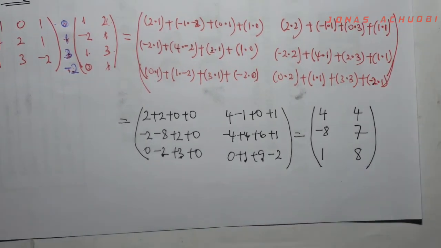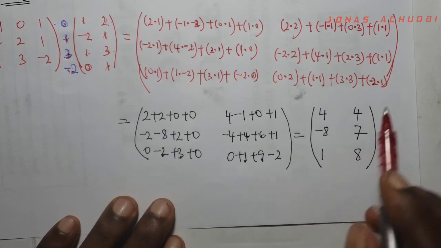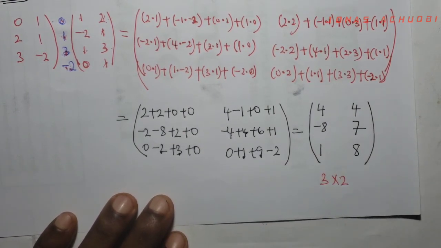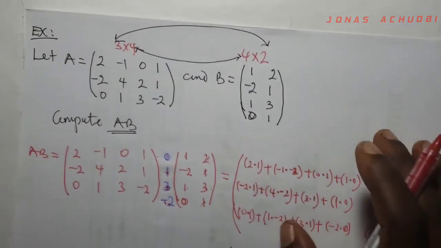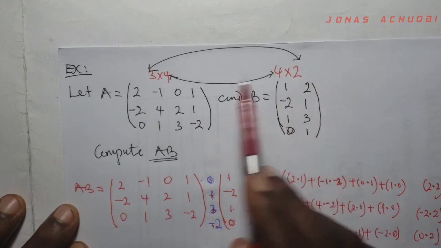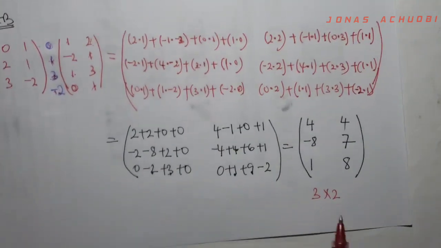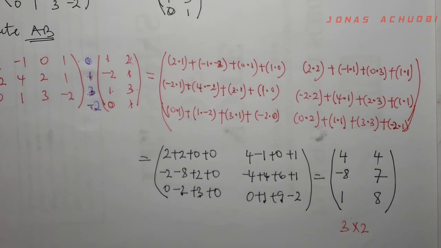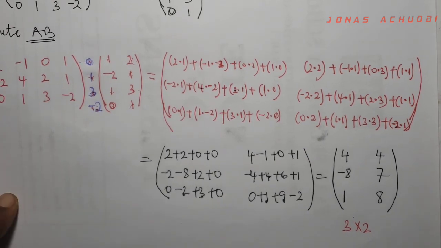Now what is this? 1, 2, 3. This is a 3 by 2 matrix. Is that what we're expecting? Let us check. We said here that a 3 by 4 matrix times a 4 by 2 matrix should give us a 3 by 2 matrix. And here it is. I guess with these examples, you are able to understand now how to perform matrix multiplication.